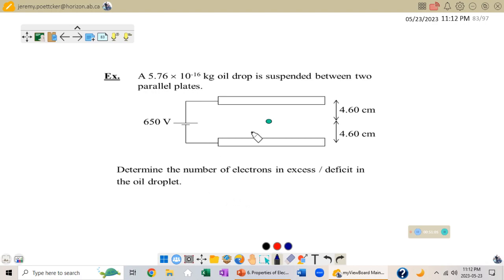So, what do we know? Well, the distance between the plates is going to be 4.6 plus 4.6. So, D is equal to 9.20 centimeters or 0.0920 meters, or 9.20 times 10 to the negative 2 meters. You choose. V, voltage, is going to be 650 volts. We've got the mass. G, we're on Earth, so it's 9.81. Away we go. It's suspended. That means uniform motion, or it's at rest, so it's uniformly moving, not at all, which means our forces are balanced.